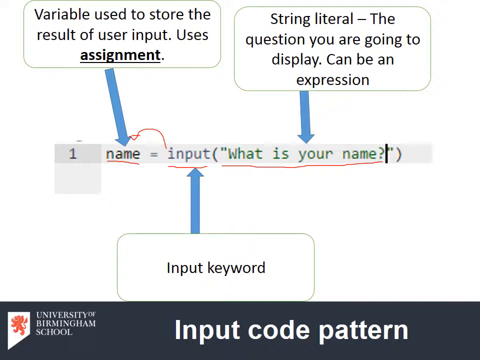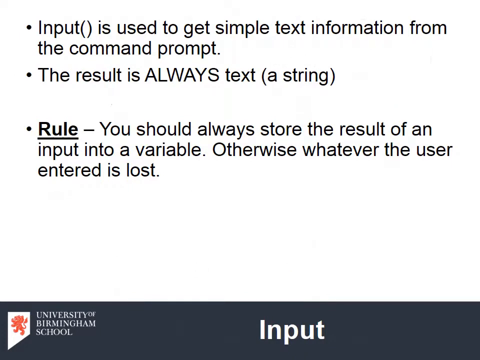Make sure in your notes you have this in this format, because one thing I've seen students in the past do is they'll put input and they don't put the variable in. So input is used to get simple text information from the command prompt. It's always a string. So key rule: you should always store the result of an input into a variable, otherwise whatever the user entered will be lost. You can't do anything with it.